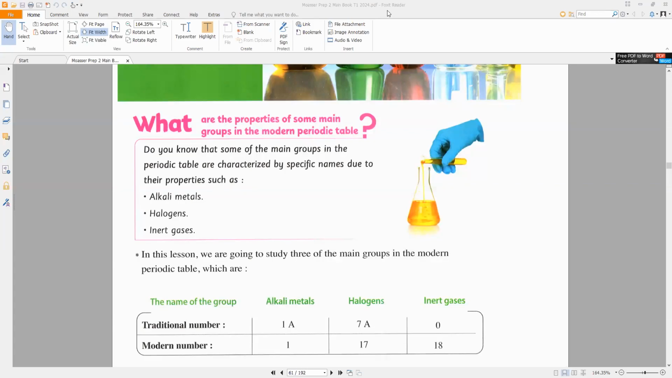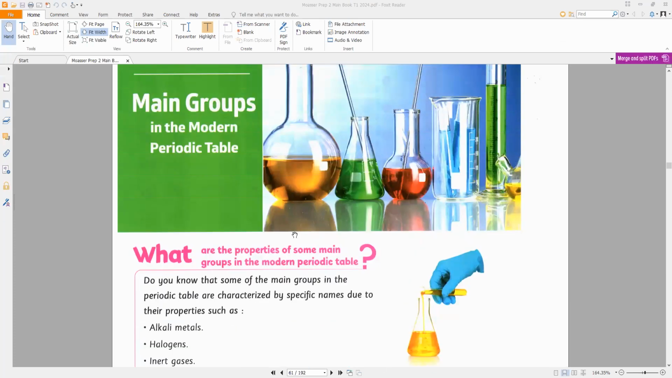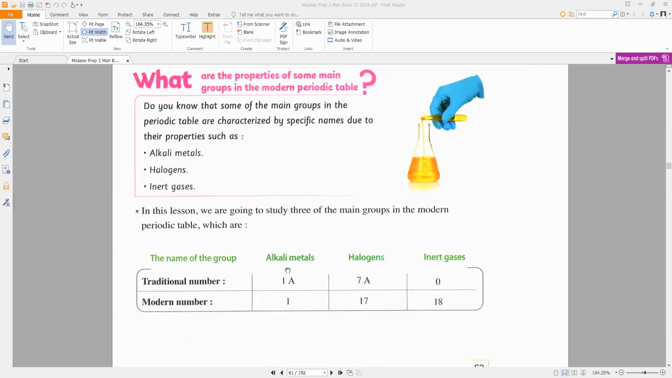Good morning. Today we will complete lesson number 3, called the main group in the modern periodic table. We studied the first group, 1A, called alkali metals, in the last lesson, and we studied some properties of the 7A group, or 17, called halogens. Today we'll complete the properties of the 7A group, halogens, and we'll talk about the inert gases group, called 0 or 18 in the modern numbering.